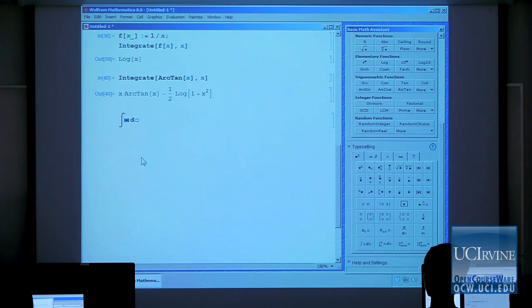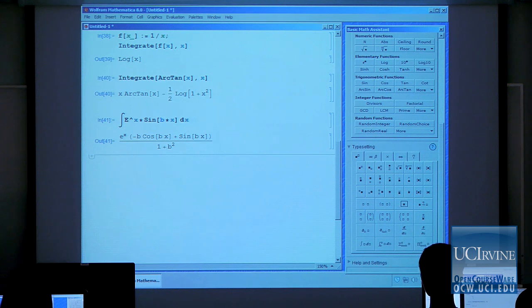So for example, e to the x times sine of some constant b times x. Anybody know that one? Dx. All right, so that's it. Looks like it makes sense. Okay. So sometimes you get interesting results when you do integrals, even for functions that look like they ought to have reasonably simple integrals. It's not so simple.